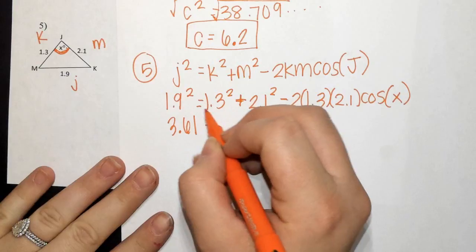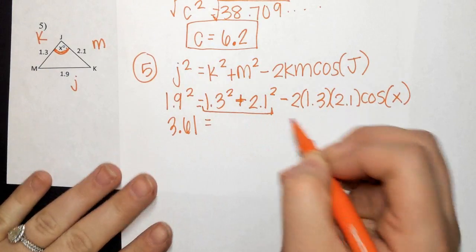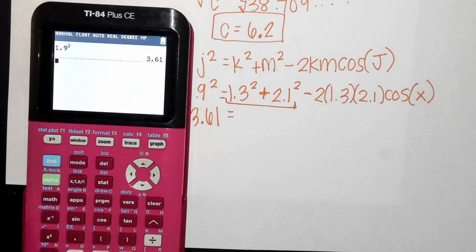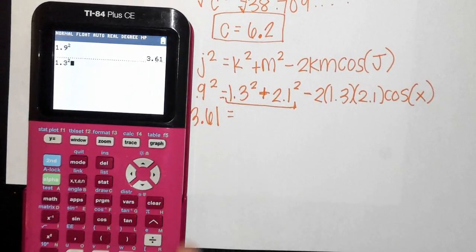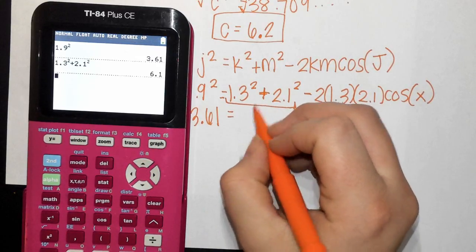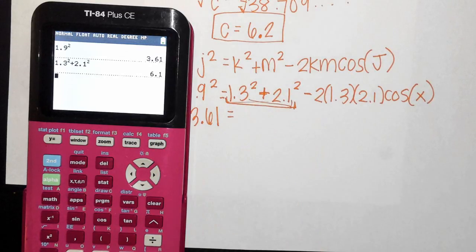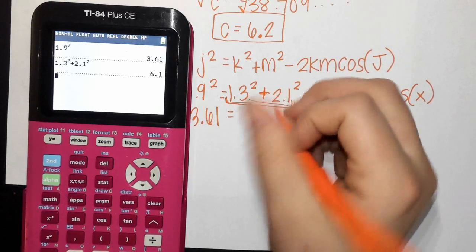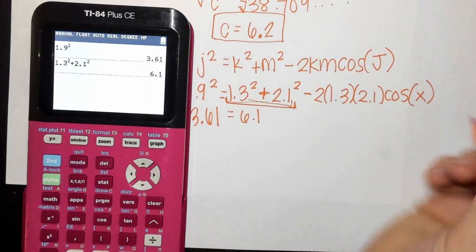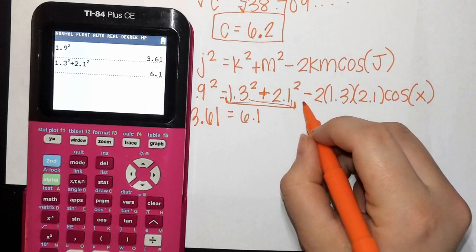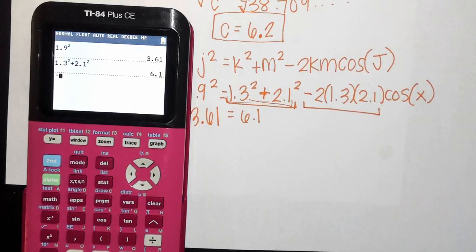You can square this. We can square and add this at the same time. So 1.3 squared plus 2.1 squared. So you can do all this at once. 1.3 squared plus 2.1 squared. And then you can do all this in one section. So negative 2 times 1.3 times 2.1.